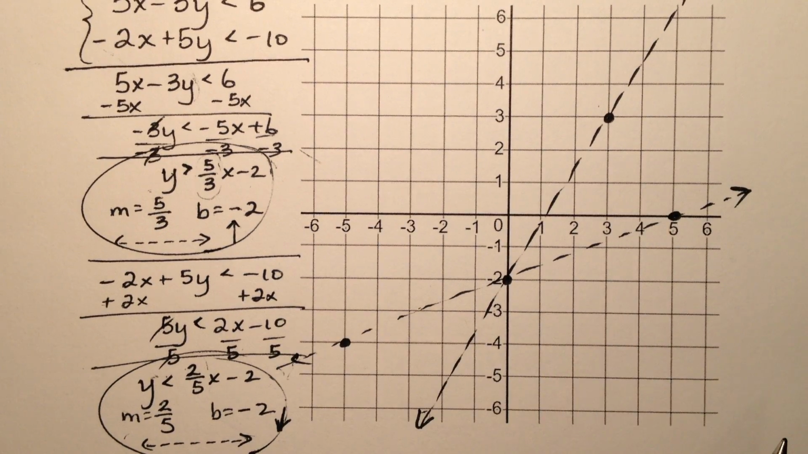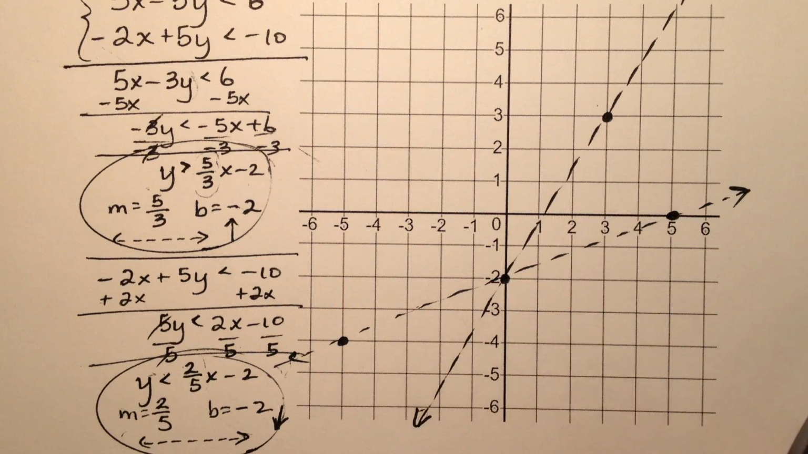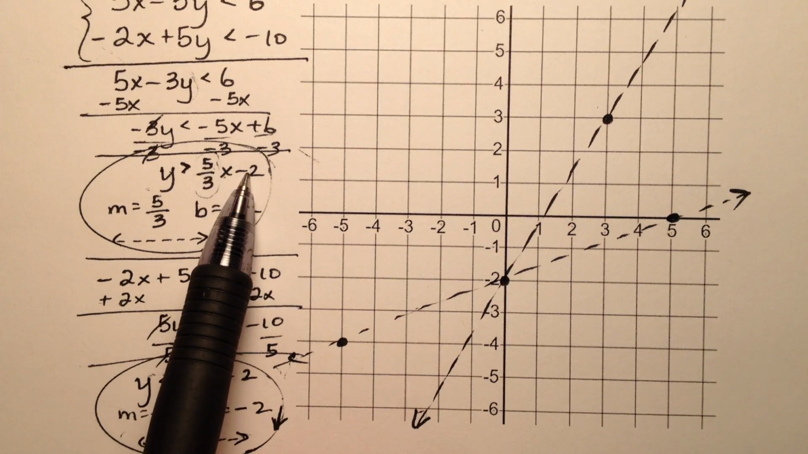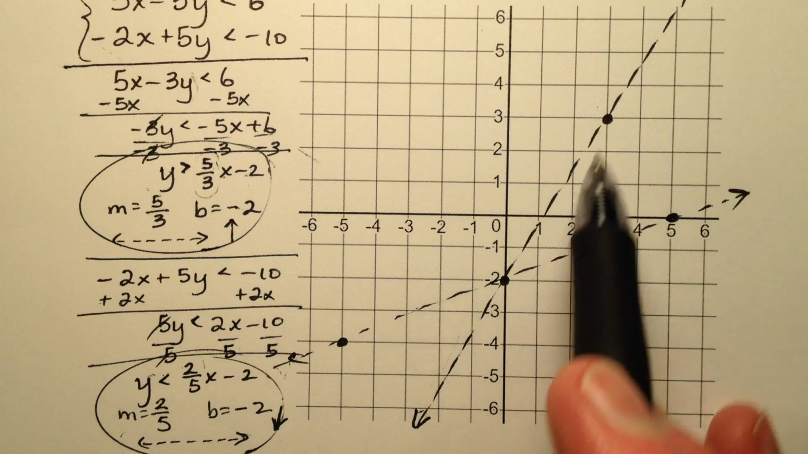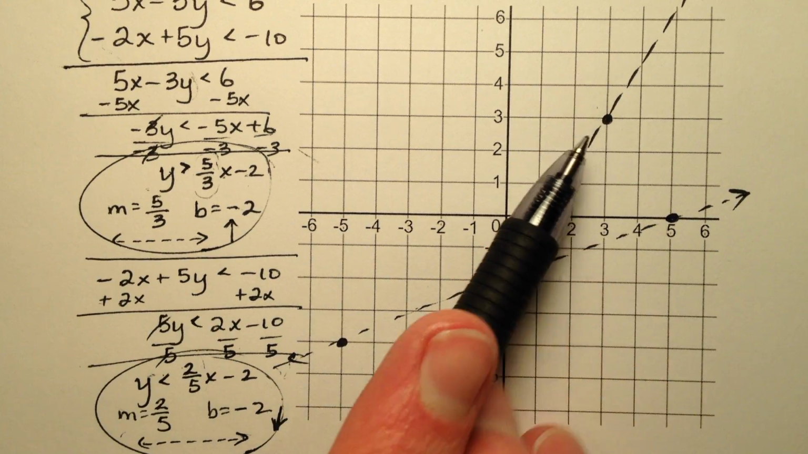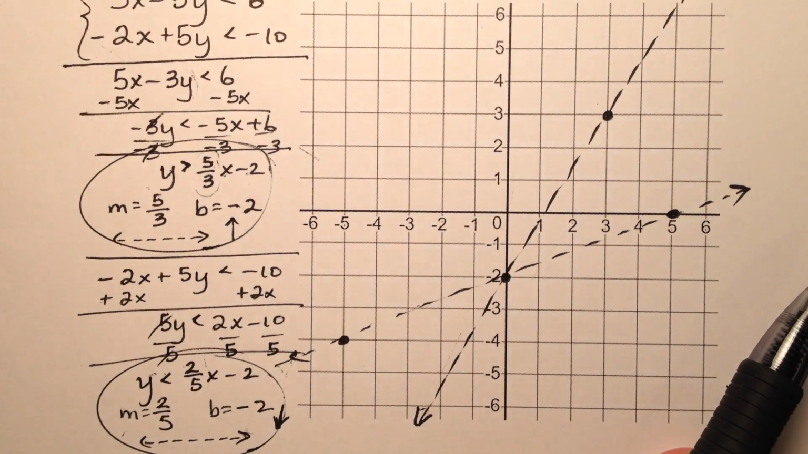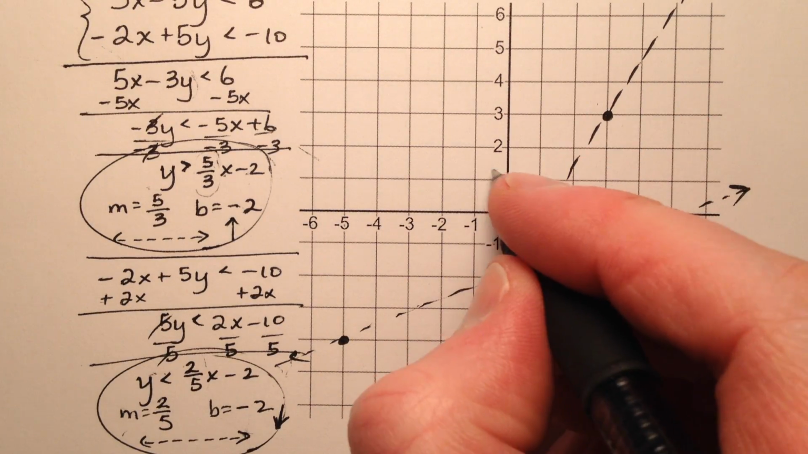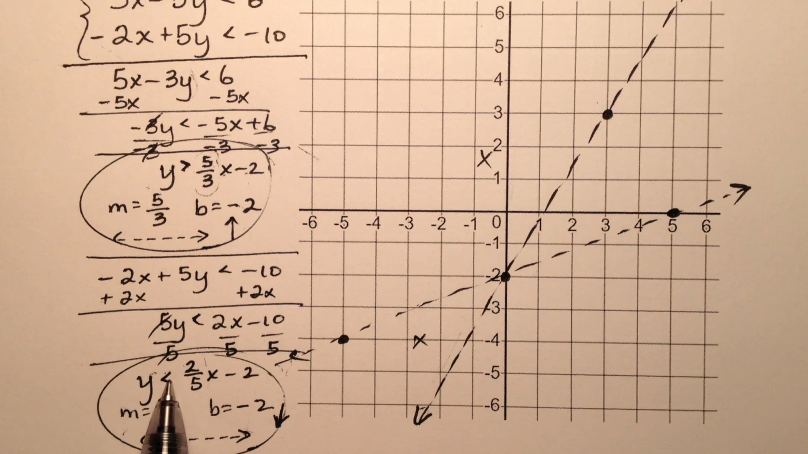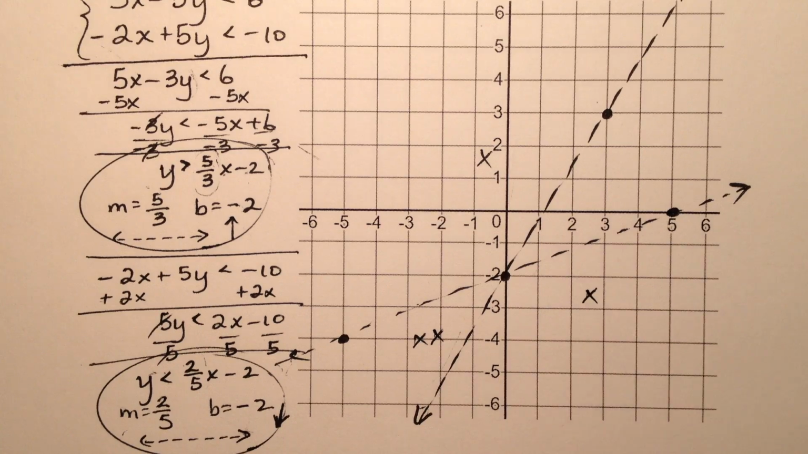So both of our lines are dashed, and now I have 4 regions, and I would like to figure out which one of these regions we are going to shade. So for my 5/3 x minus 2, which is this line, we're going to shade above because it's greater than. So we're going to shade above the line, so that means somewhere up here. So it's either going to be this giant region or this little region down here. And our other one is 2/5 x minus 2, and we're below that one. So it's either going to be here or here.